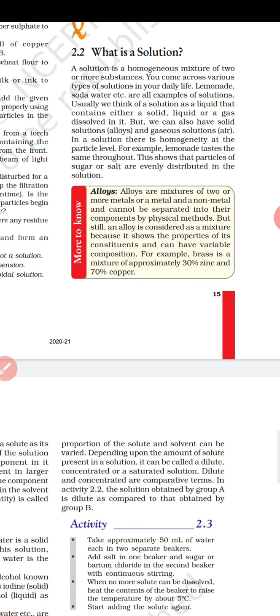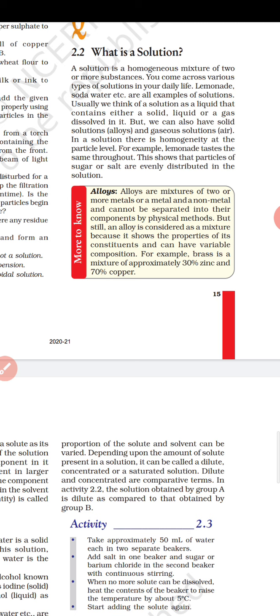Alloys are mixtures of two or more metals, or a metal and a non-metal, and cannot be separated into their components by physical methods. But still, an alloy is considered a mixture because it shows the properties of its constituents and can have variable composition. For example, brass is a mixture of approximately 30% zinc and 70% copper.